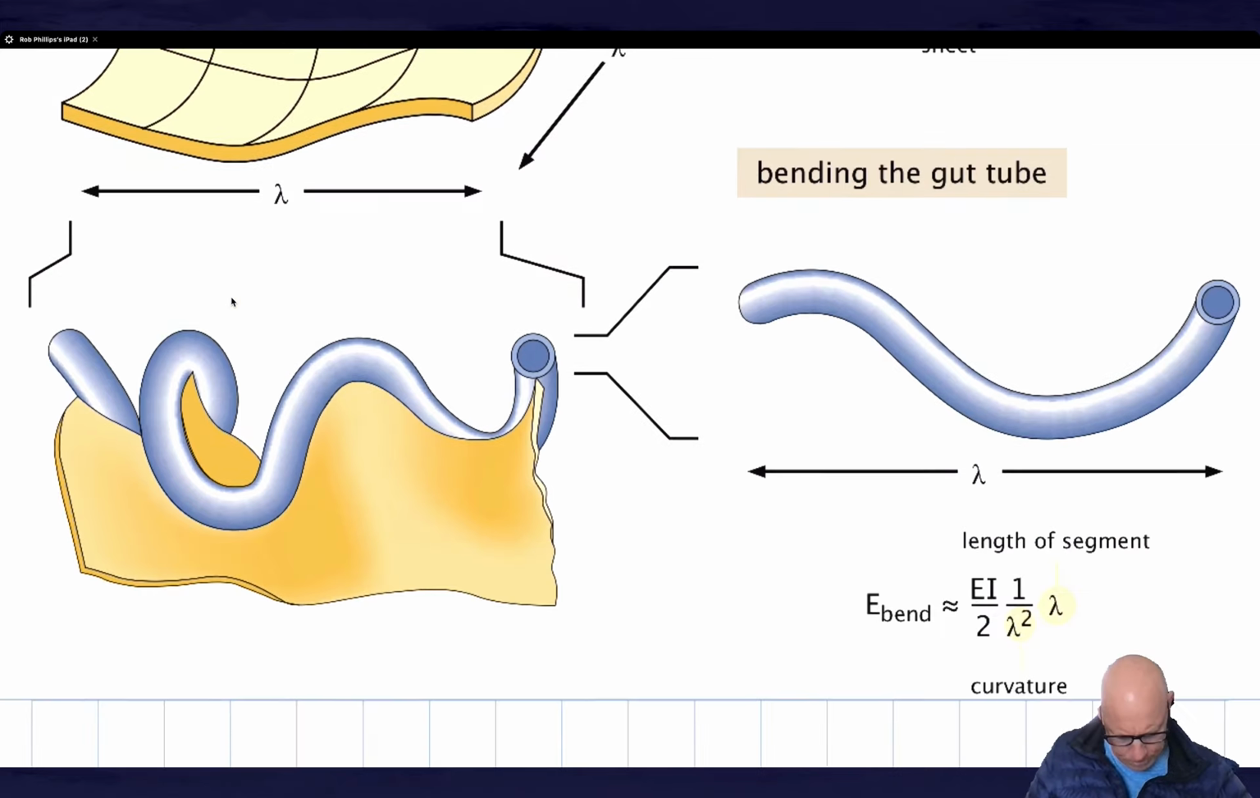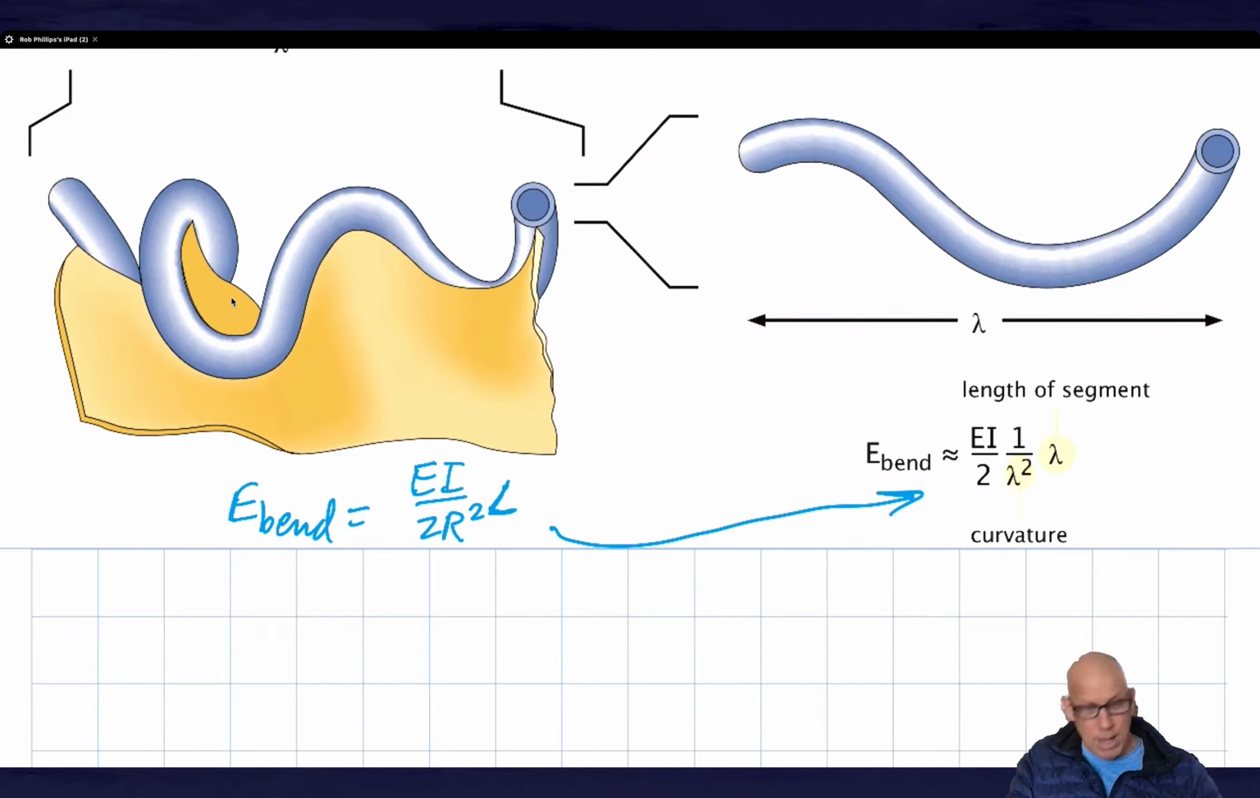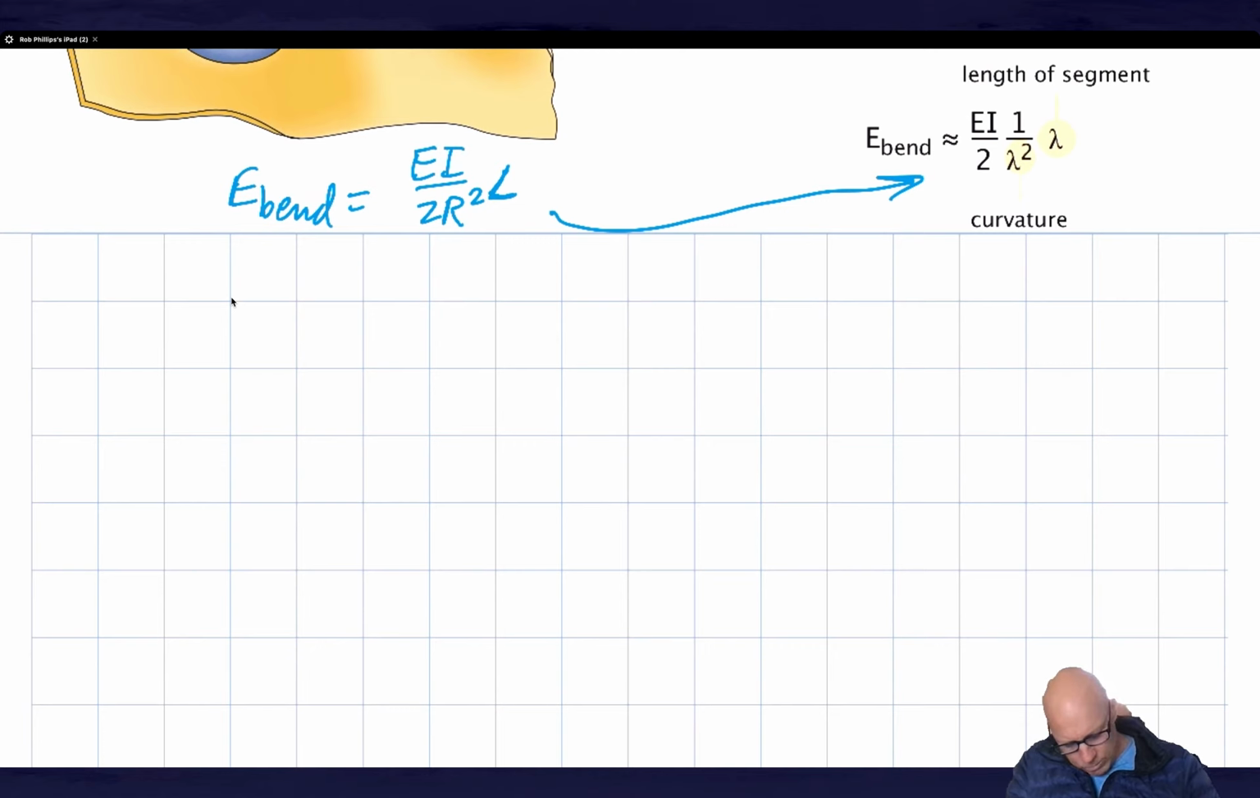What I'm trying to say is, if I made a very, very extended piece of tube, as you get far away from the tube, the sheet knows nothing about that bend. For the bending, I want you to remember E bend from last time. We said that E bend is equal to E times I over 2R squared times the length. And here, that's going to translate into this expression because the radius of curvature is of order the wavelength. You can see that from the drawing that I've given here. And so that means that I have a 1 over lambda squared, and then the length of one wavelength is lambda.